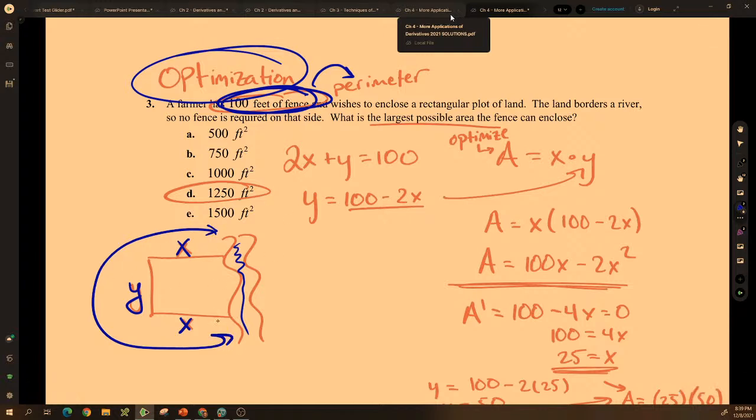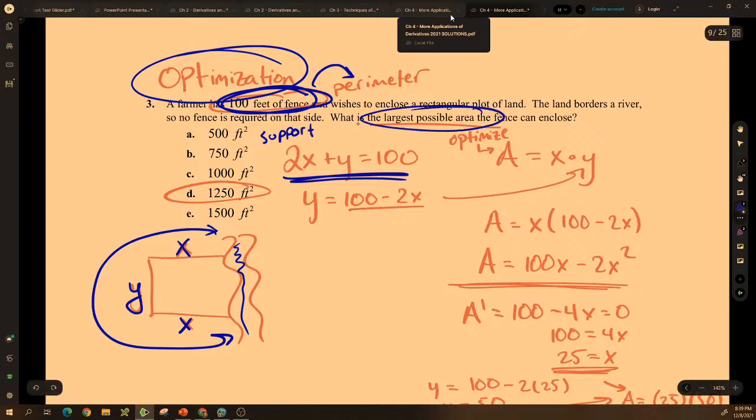X plus Y plus another X makes 2X plus Y equal to 100. This is my support equation. It's not what I'm trying to optimize or maximize or minimize. They say, what is the largest area? So we want to optimize the area.